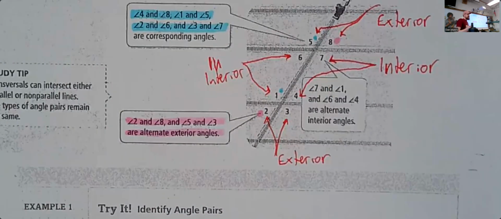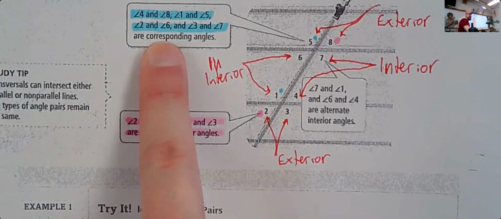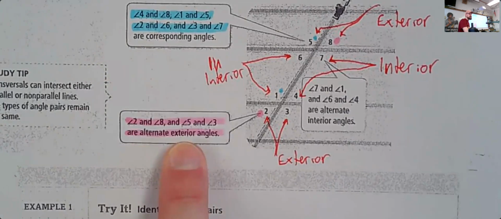Now, with corresponding, there were 4 pairs of corresponding angles. With alternate exterior, there's only 2 pairs of alternate exterior angles because there are only 4 total exterior angles, which means there can only be 2 pairs. We can't mix and match it.